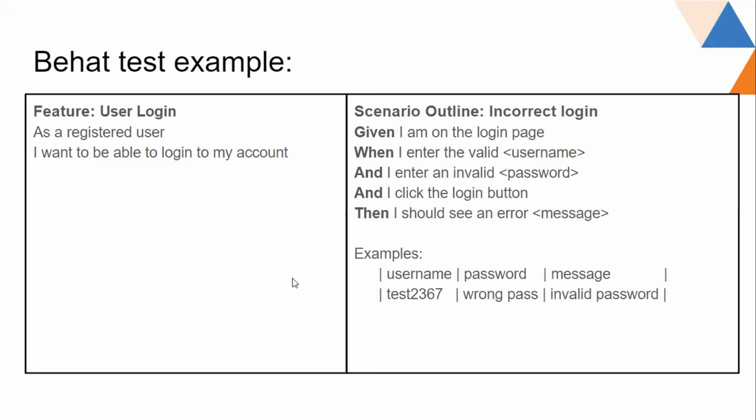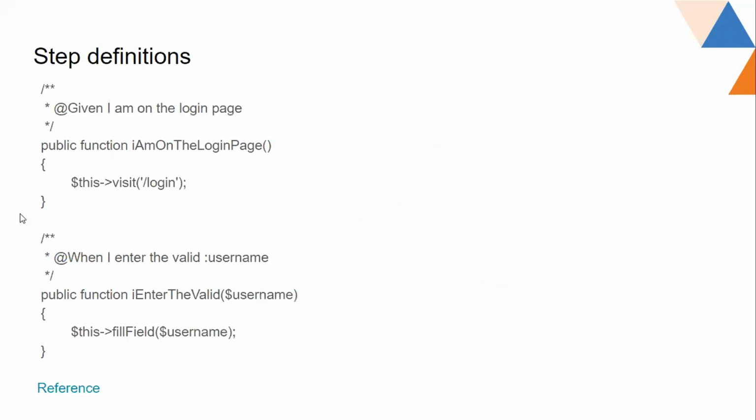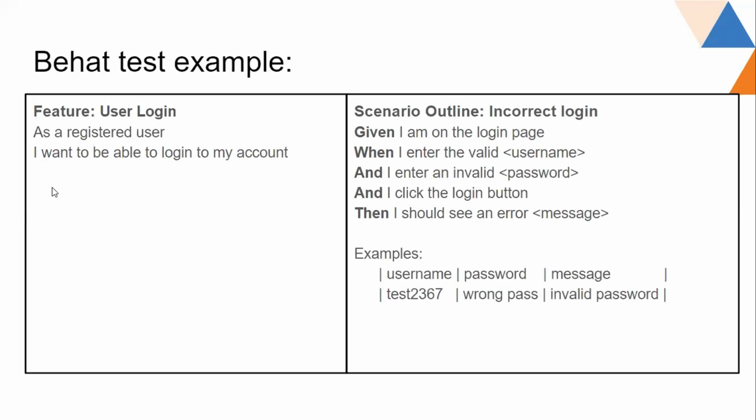So here's one test example. I'll be talking from a QA's point of view. As I mentioned, I have a feature, a requirement like user login, and this is how it is described: as a registered user, I want to be able to log into my account. So this is one business requirement here.